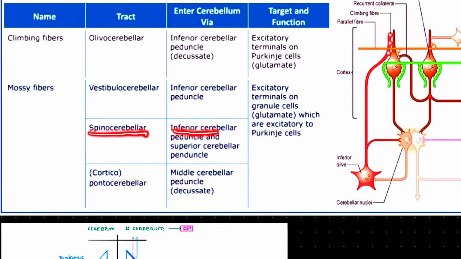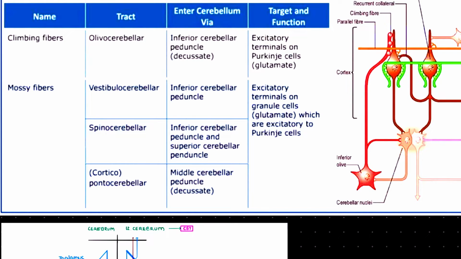Similarly, the spinocerebellar tract enters the cerebellum through two parts. One is the inferior cerebellar peduncle, and the one that enters from the inferior cerebellar peduncle is called the dorsal spinocerebellar tract, right? And the one that enters from the superior cerebellar peduncle is called the ventral spinocerebellar tract, right? Another is the corticopontocerebellar tract, which enters through the middle cerebellar peduncle, and they dissociate there only.